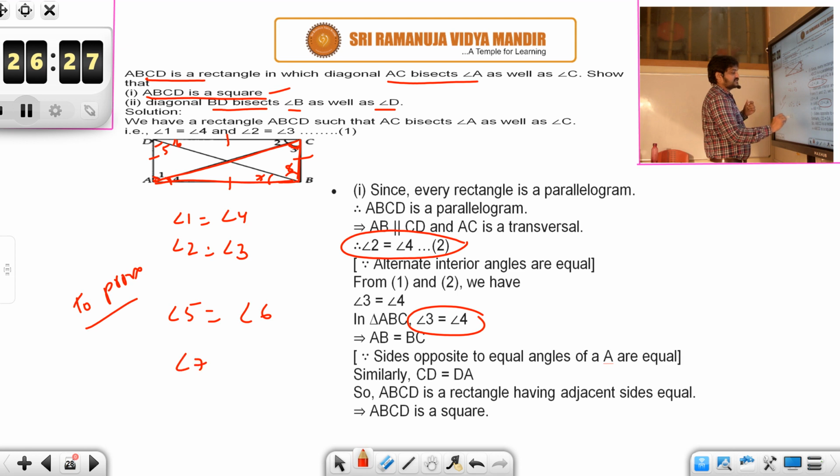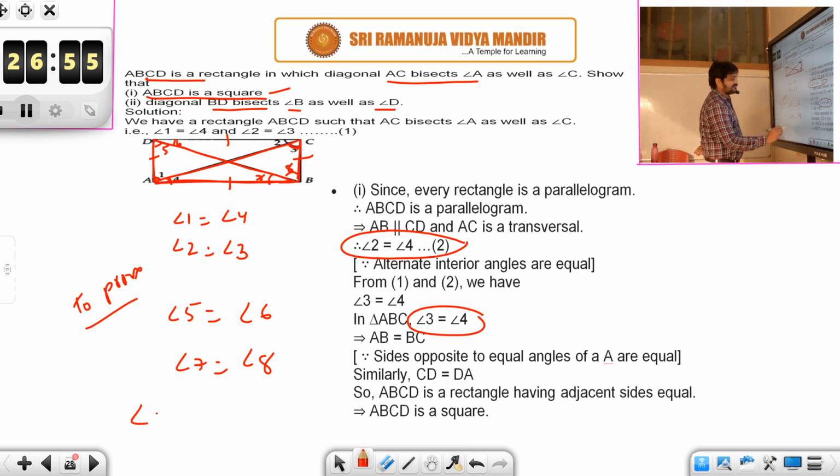And angle 7 is equal to angle 8. Okay. So, how to prove that? Again, this is very easy. See, what you will do is, first of all, consider this triangle. In this triangle, we know that AB and AD are equal because it being a square.